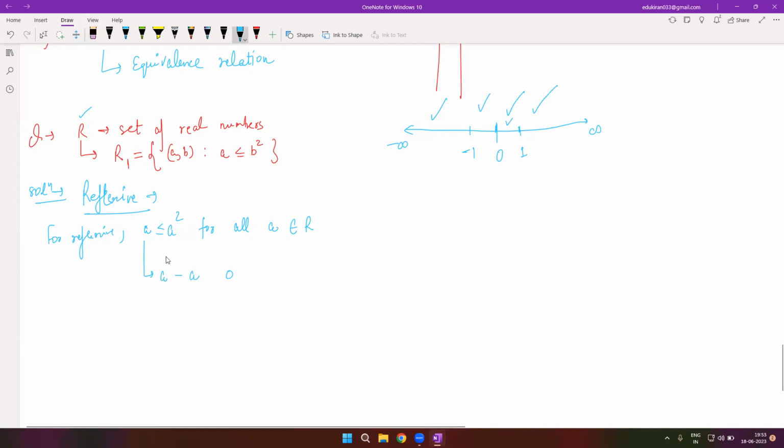Take A to the right hand side. Then this is A square, this becomes minus A. Now A square minus A greater than or equal to 0. You can take A common. So you get A into A minus 1 as the factors. You find out the zeros of these factors, so the roots of these factors.